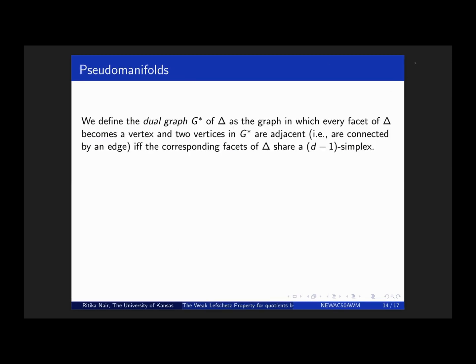Lastly, before going to the main result, defining the dual graph. So the dual graph G star of the simplicial complex, we are defining it as the graph in which every facet becomes a vertex. And we would have two vertices share an edge if and only if the corresponding two facets share a (d-1)-simplex, which is also called a ridge.